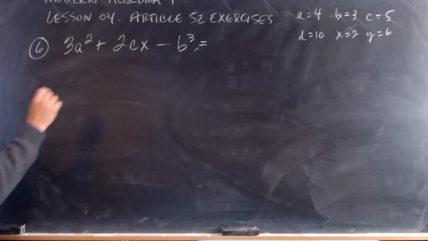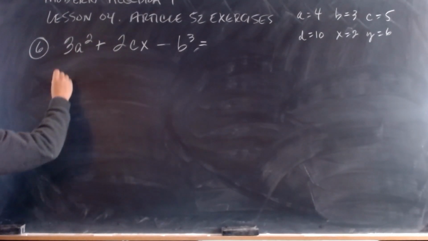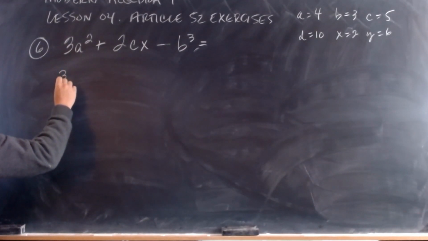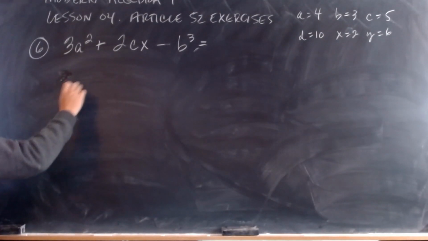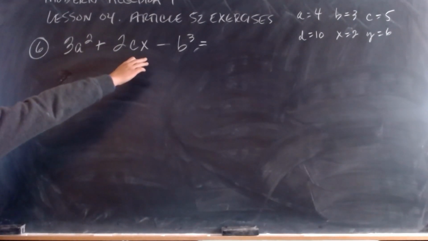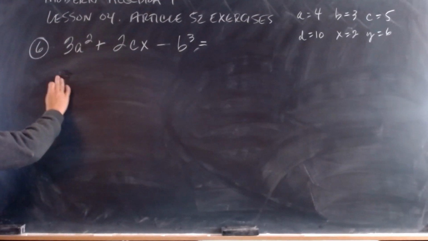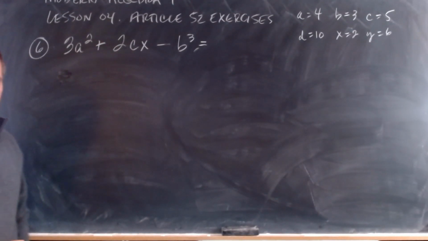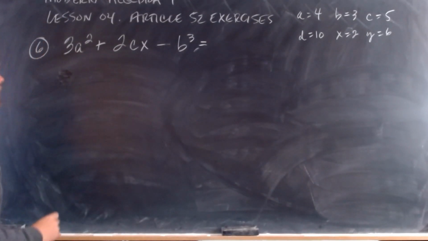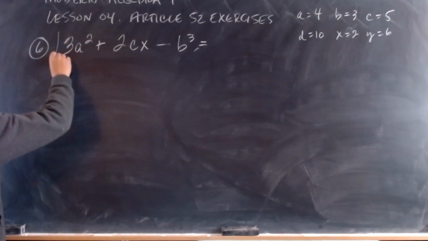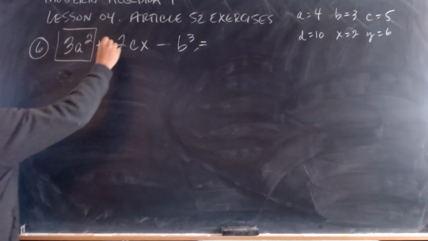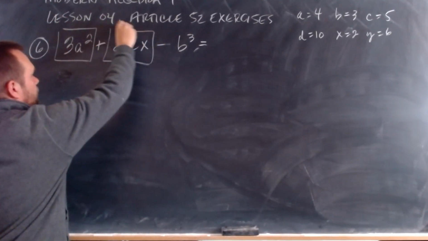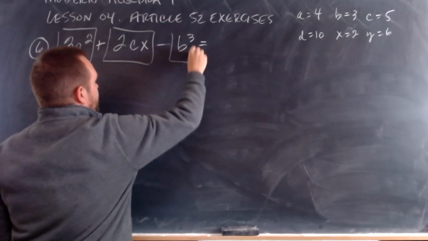I'm going to write what you said. Go ahead. 3 times A to the 2nd power, plus 2 times C times X minus B to the 3rd power. Good. All right. Before we even do that, what's the first thing we should have looked for? How many terms there are. Okay. How many terms are there? 3. Right. Here's term 1. Here's term 2. And here's term 3.